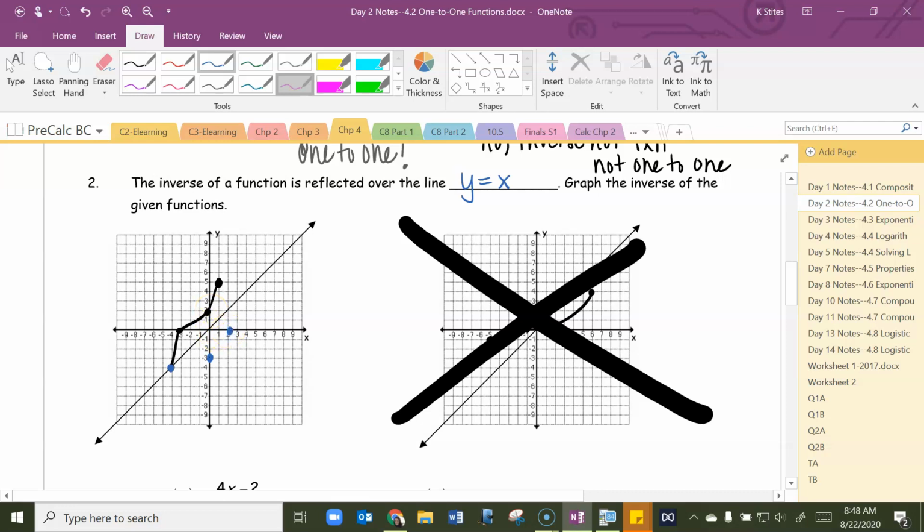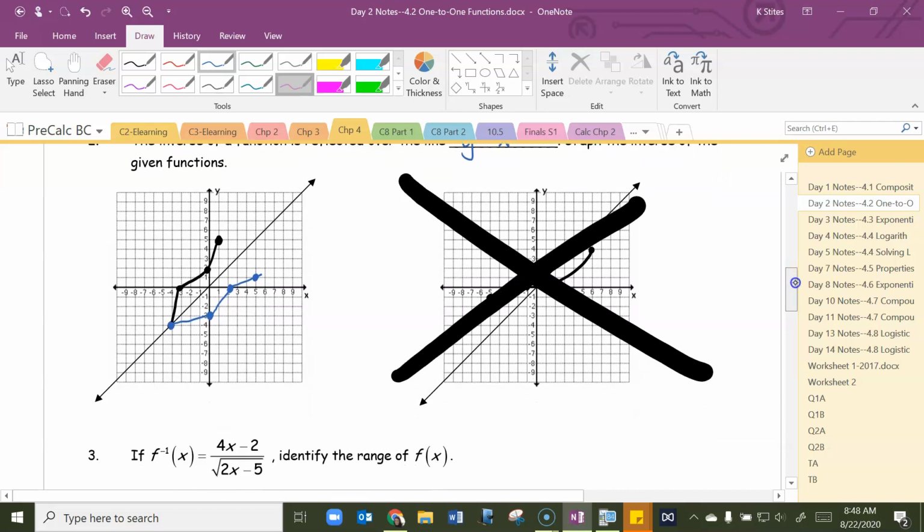Again, x's and y's are just switching. And finally I'm at 1, 5, so 5, 1. And what happens is when you connect your dots, you see you do get a mirror image there. Pretty cool, right?